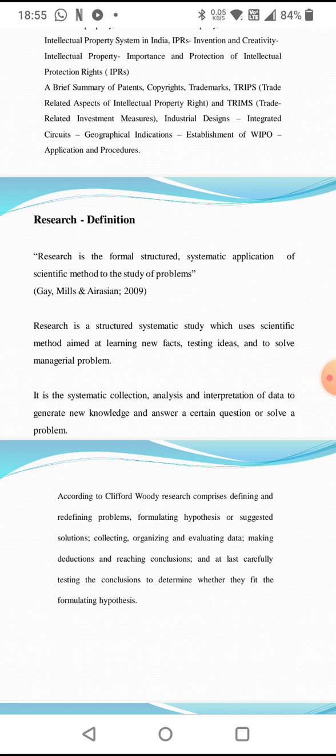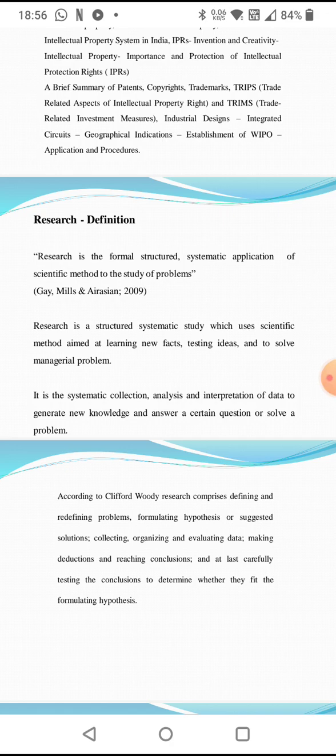You can put it as a scientific method, a systematic method, and again it has to solve the problem, right? The Advanced Learner's Dictionary of Current English lays down the meaning of research as a careful investigation or inquiry, especially through search for new facts in any branch of knowledge. And one more definition is given by Redman and Mory, who say that research is a systematized effort to gain new knowledge.